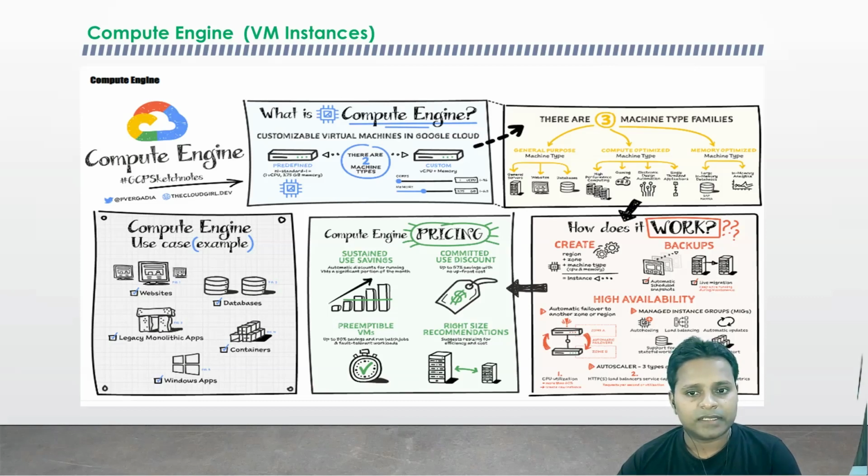There can be different types of machines created. I will be showing it on the console so that you can get a better understanding. For now, what you need to see is that this is a virtual machine, and there can be different families of these machines based on the type of work you are going to do. There can be a general purpose one, like if we want to host some websites, you can go with a general purpose machine, and you can use that for hosting your websites, if you need so.